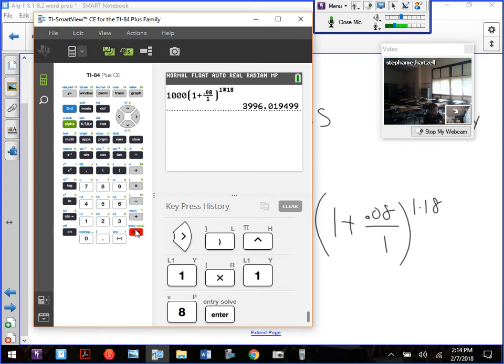Which means if it compounds just annually over the course of 18 years, I'd wind up with $3,096.02. Because you remember, we're talking about money here, so we round to the nearest cent.